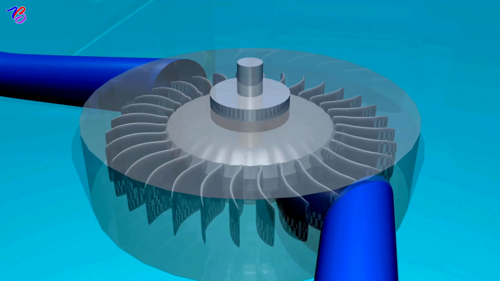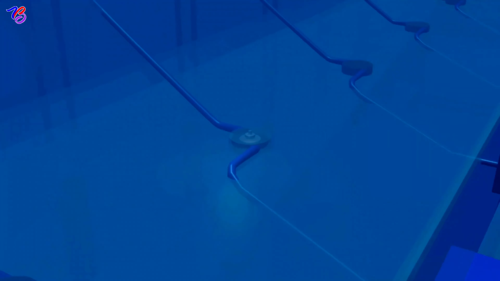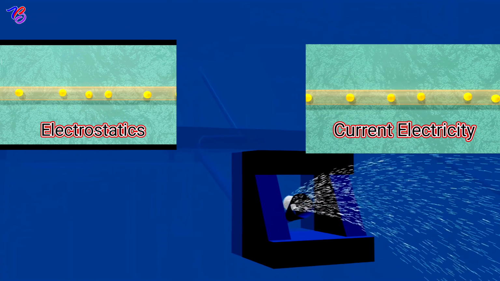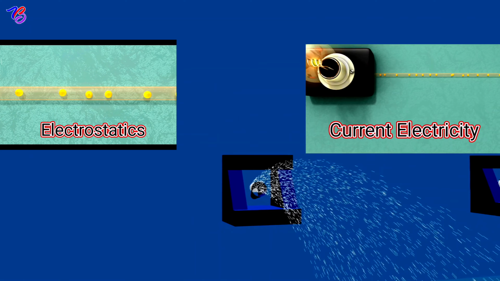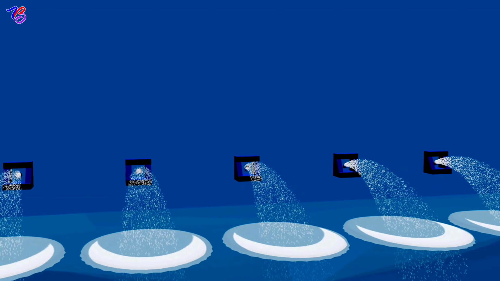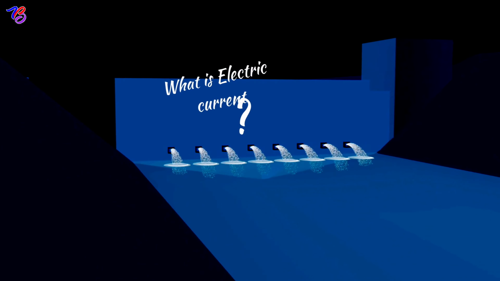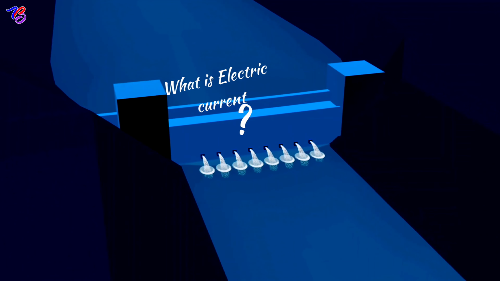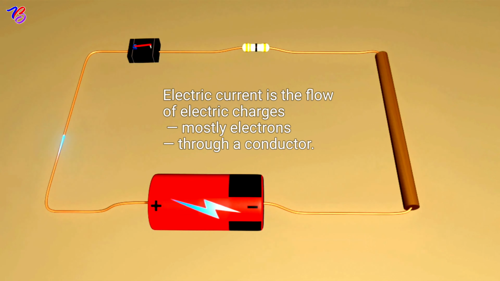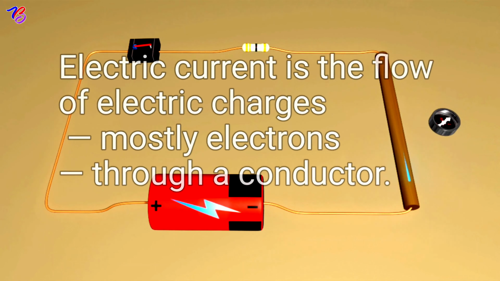Static electricity, also known as electrostatics, deals with electric charges at rest, while current electricity deals with electric charges in motion. So what is electric current? Definition: electric current is a flow of electric charges, mostly electrons, through a conductor.